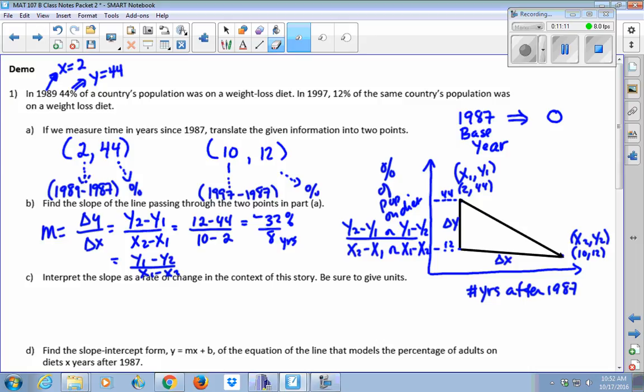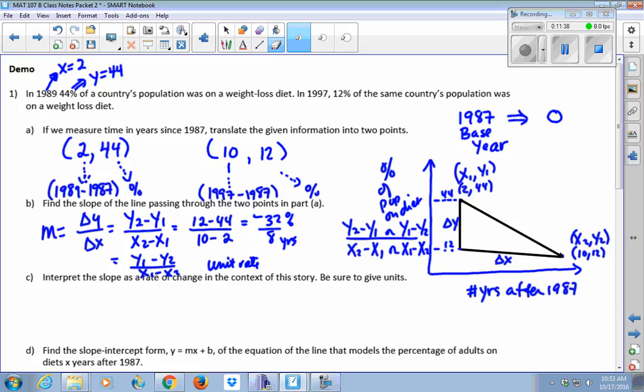So you could say that the country's population that was on a weight loss diet decreases, because I see the minus 32% over an 8-year period, right? But most of the time we talk about slopes, we usually like to refer to them as a unit rate. And a unit rate means your denominator is 1. So that's usually our preferred way.